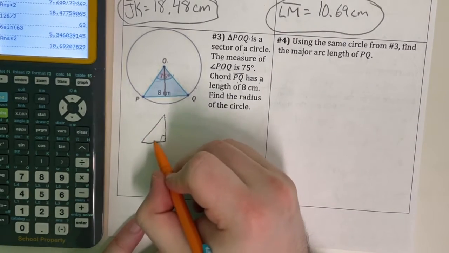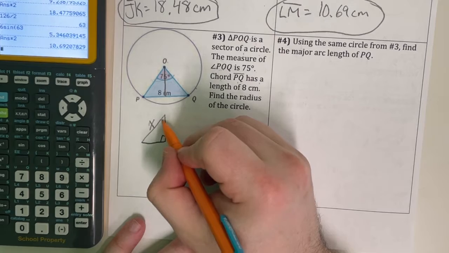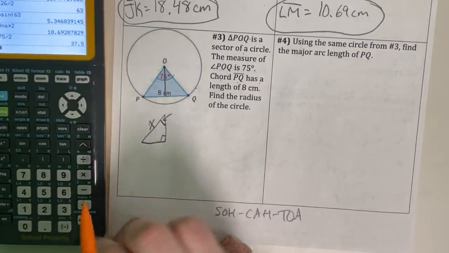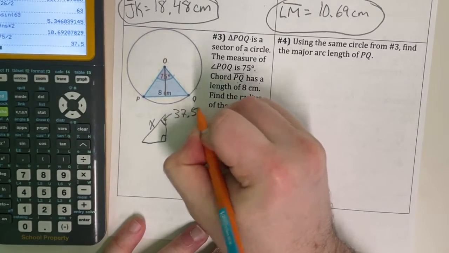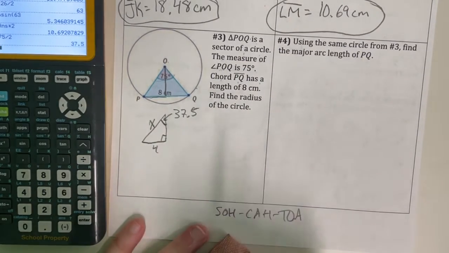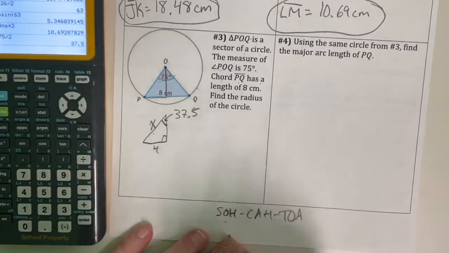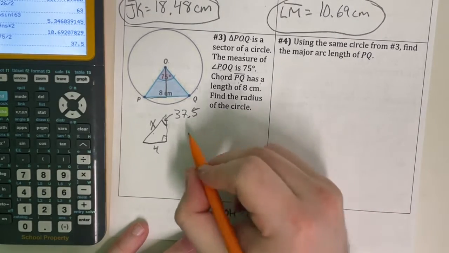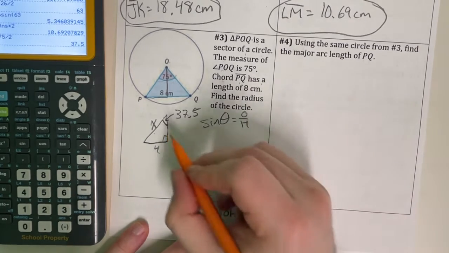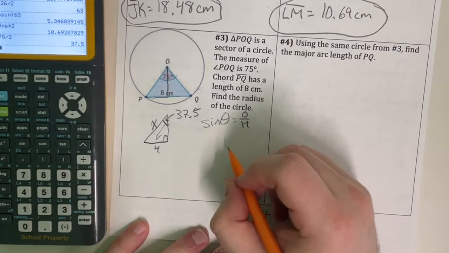I know I'm looking for this side length x, and I know the angle amount is half of 75, so 75 divided by 2. So I have 37.5. And half of 8, so this amount here is going to be 4. I'm still going to use sine, but now I have to do 2 steps to solve for x. Sine of theta is opposite over hypotenuse, and this time we're solving for the hypotenuse, which is the radius.